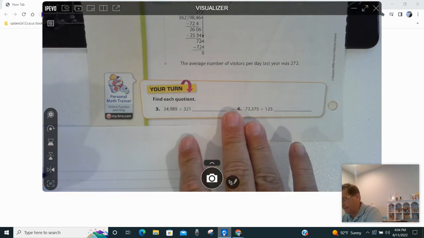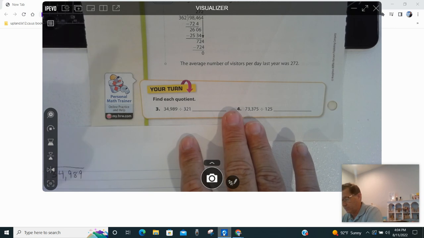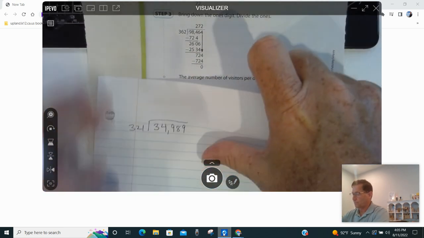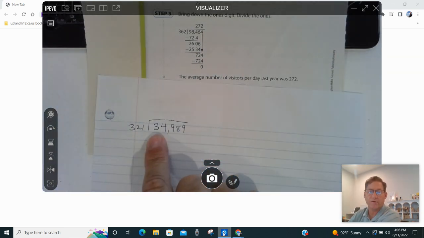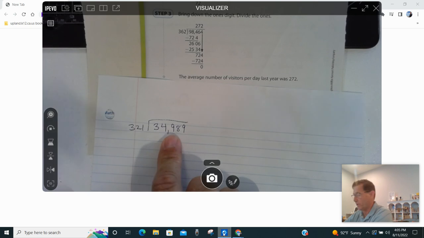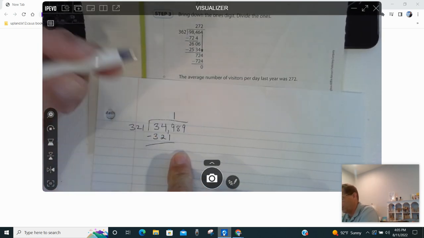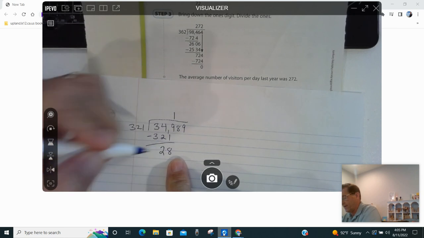34,989 divided by 321. All right, 321 is greater than 3. 321 is greater than 34. 324 is less than 349. So I can take one set of those from 349 with a remainder of 28.